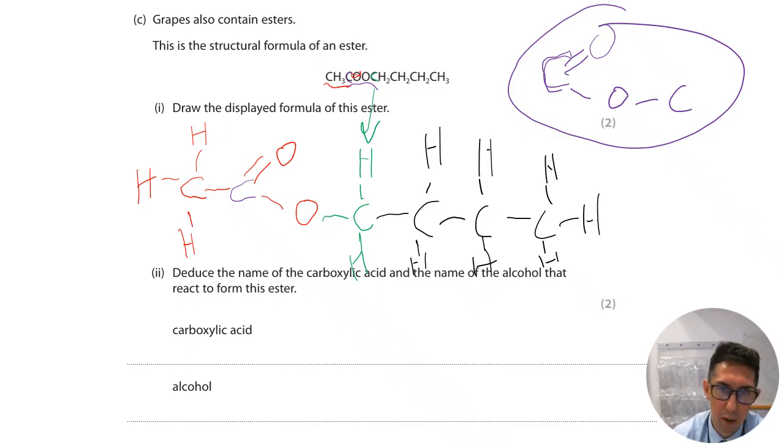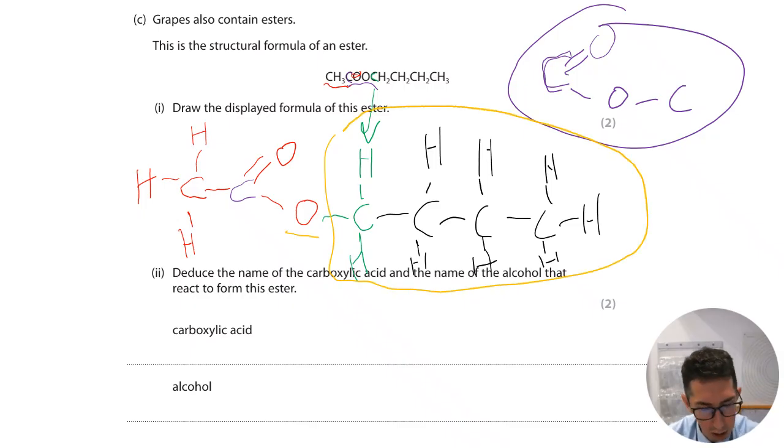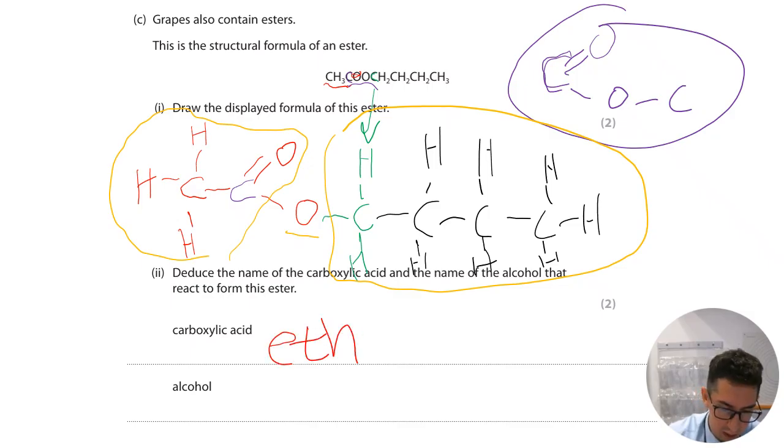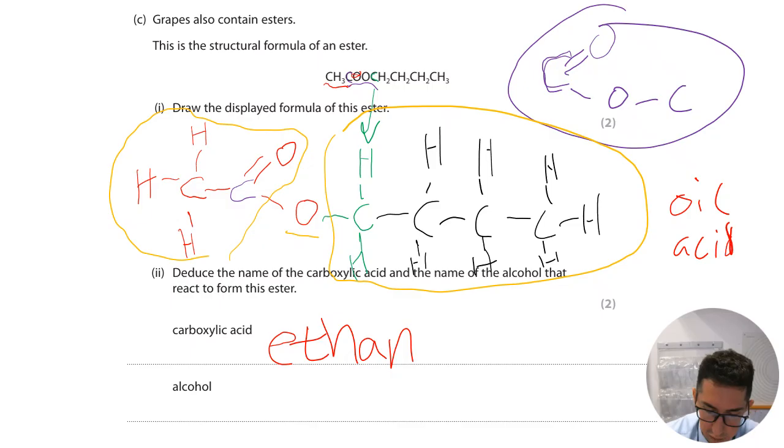Okay, so there are 2 parts to an ester. You have this part here, which has the singly bonded oxygen. That's the alcohol part. And then you have this part here, which is the carboxylic acid part. Let's do the carboxylic acid part. Notice there are 2 carbons, so therefore its name is ethan. If it was just 2 carbons in an alkane, it'd be called ethane, but we drop the E because carboxylic acid starts with an OIC, oic acid. Because this is a vowel, we drop the E from ethane. So it becomes ethan-oic, one word, space, acid: ethanoic acid.